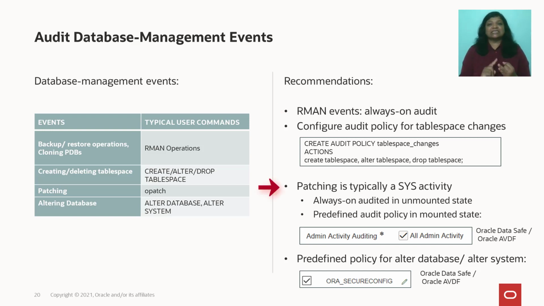Patching is typically the sys activity, and sys user actions are mandatorily audited in the unmounted state. In mounted state, as we saw earlier, you can consider provisioning admin activity audit policy for tracking sys user actions. Consider provisioning predefined audit policy Aura Secure Config for tracking events such as alter system and alter database. For tablespace management operation, consider configuring custom policy such as the one that's shown below.